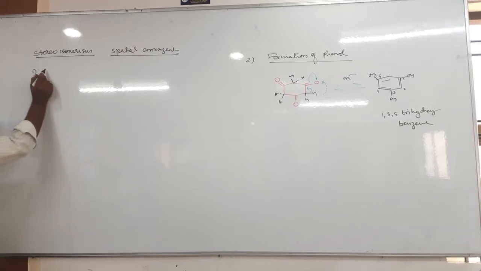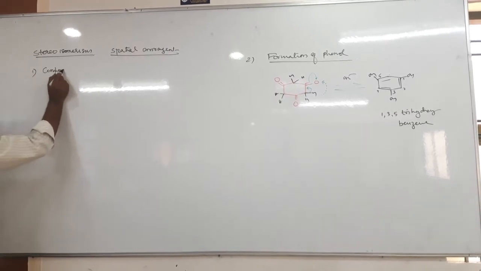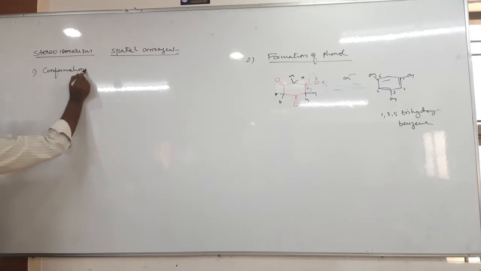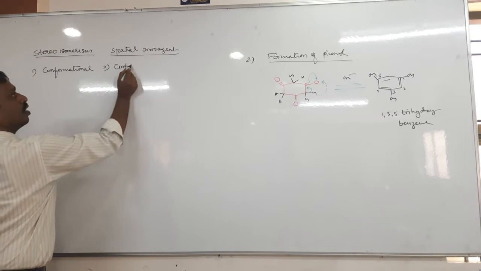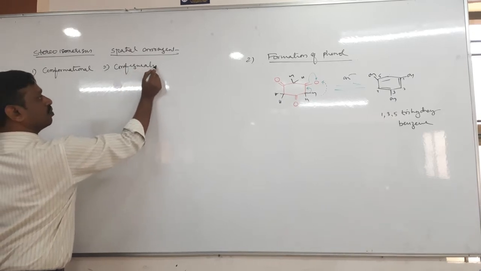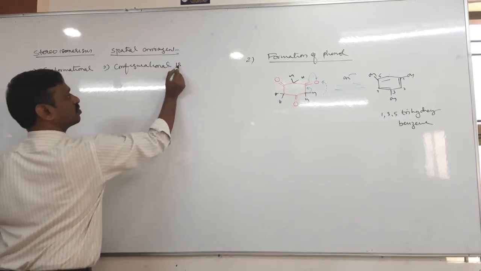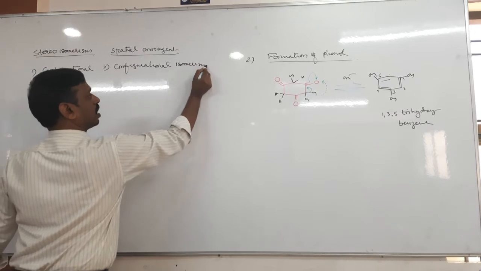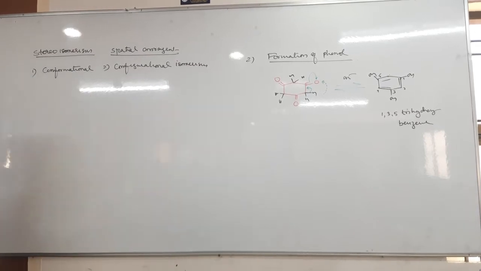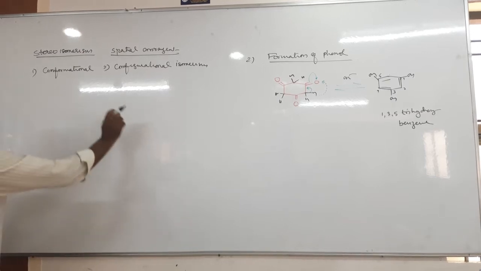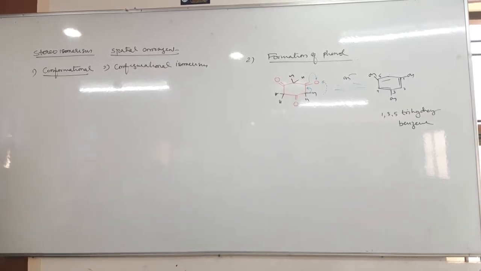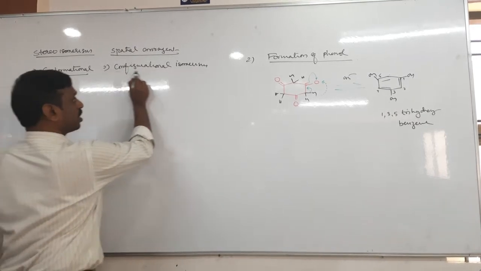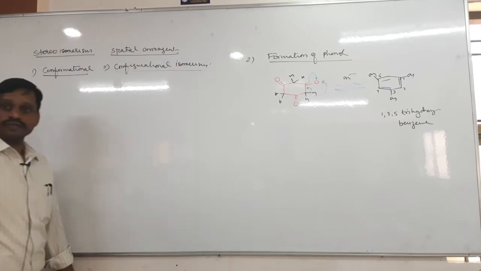One, conformational isomerism, and second, configurational isomerism. Conformational and configurational isomerism. We will study conformational isomerism in the alkane topic, but I will finish it here only. Next is configurational, which we will get in second PUC, but we will study it here also.